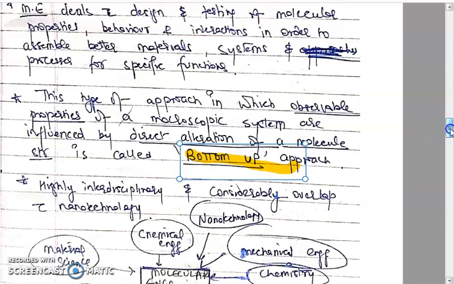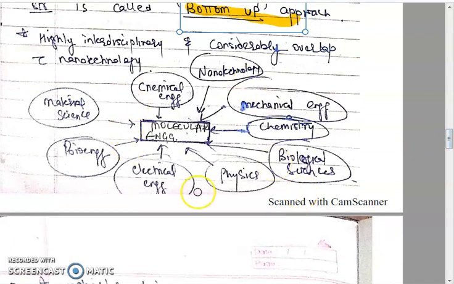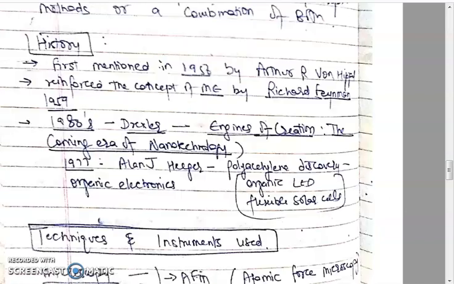Again, this is a diagram showing the interrelation of the sciences that are all contributing towards the development of molecular engineering. So it's a highly interdisciplinary branch of science. Okay, a little about the history of molecular engineering. This concept is not very old. It was first mentioned in 1956 by Arthur von Hippel.